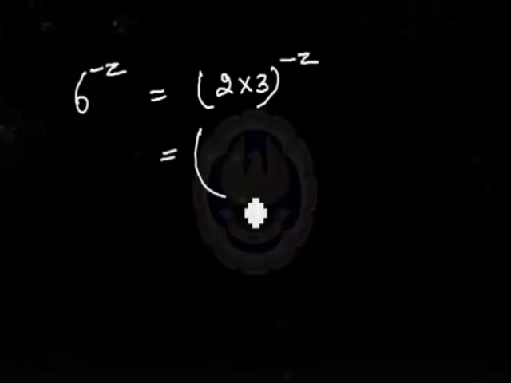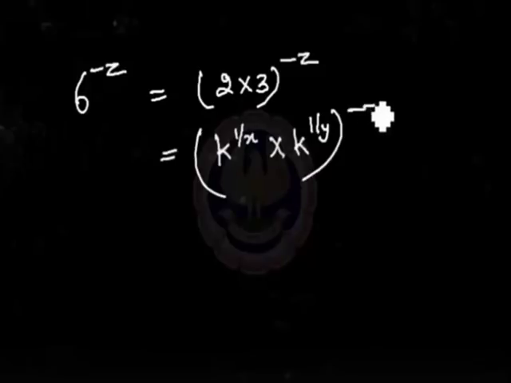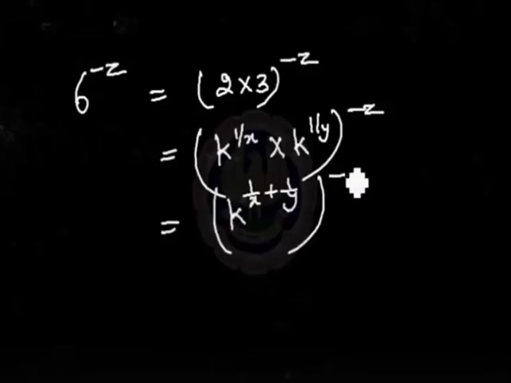So 6 can be written as 2 into 3, to the power minus z. Or in place of 2 we just found it is k to the power 1 by x, and 3 could be written as k to the power 1 by y, whole to the power minus z. So this can be written as k to the power 1 by x plus 1 by y, right? Because x to the power a into x to the power b is equal to x to the power a plus b. Agreed? So this can be written as k to the power 1 by x plus 1 by y whole to the power minus z. Agreed?